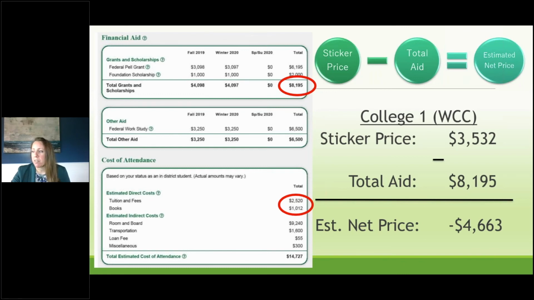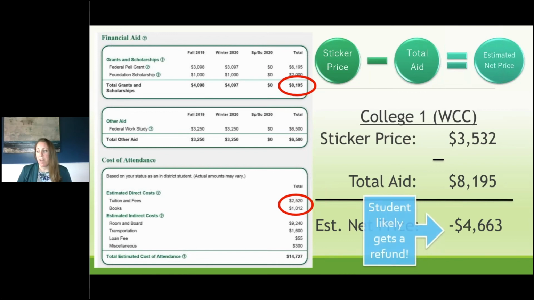And we're going to subtract that from the total amount of financial aid that the student is being offered. So in this case, the student's being offered $8,195 of financial aid. In this case, the student's coming up with a net price of a negative number. What that means is that student's likely going to get a refund without ever having to take any student loans.